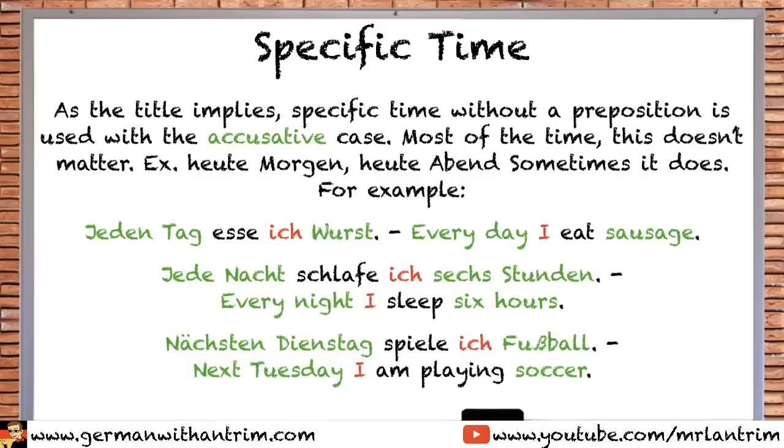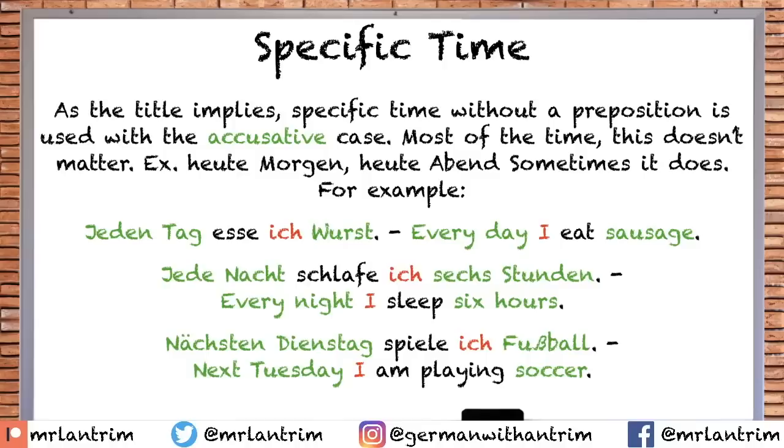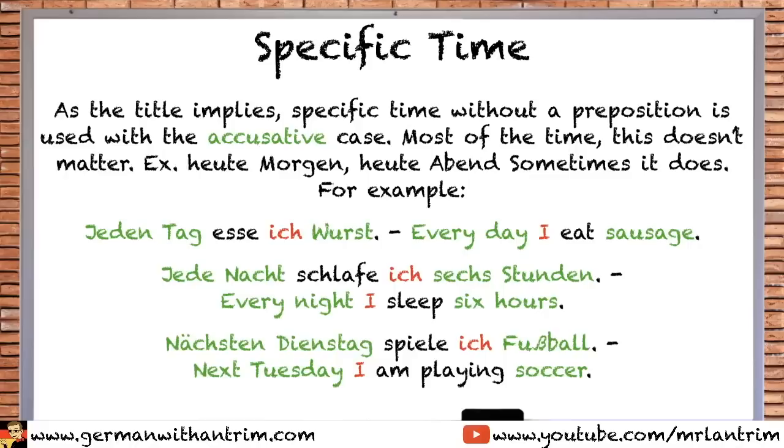For instance, jeden Tag esse ich Wurst. Every day I eat sausage. If this sentence is here, we have jeden Tag, en at the end of it. It's an adjective. We have that ending there, en, because it's a masculine noun in the accusative case. Wurst is also in the accusative case there because it's a thing being eaten. That's a direct object, which is why it's green, but it's not actually the thing we're focusing on right now.